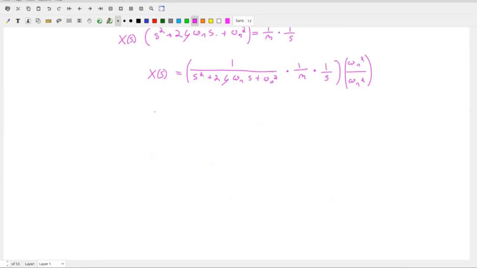So this results in x of s is equal to 1 over m, omega n squared, times omega n squared over s squared plus 2 zeta omega n s plus omega n squared. So does that look like something we have exactly in that form?